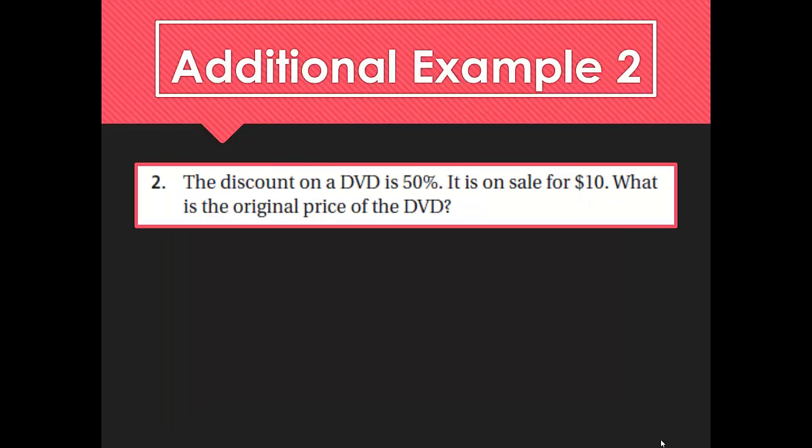Now we have an additional example. You can pause the video and try it on your own, or you may follow along. The discount on a DVD is 50%. It is on sale for $10. What is the original price of the DVD? So first we're going to start out with, if we know that we start with 100%, subtract the discount, which was 50%, and that gives us 50%.